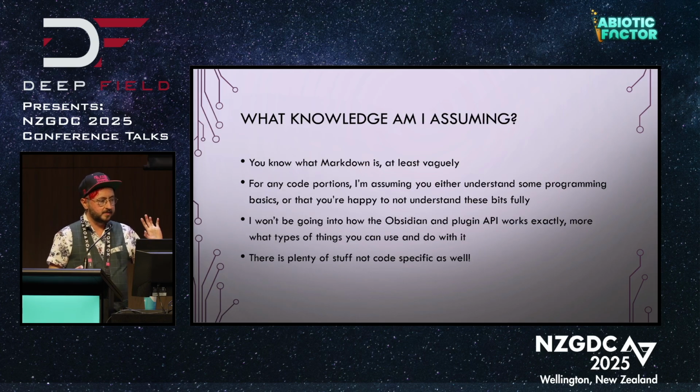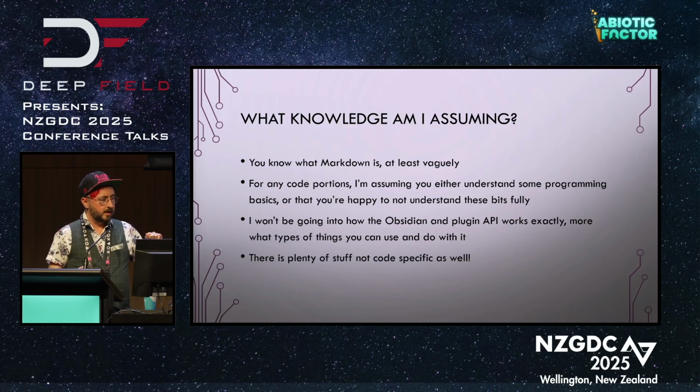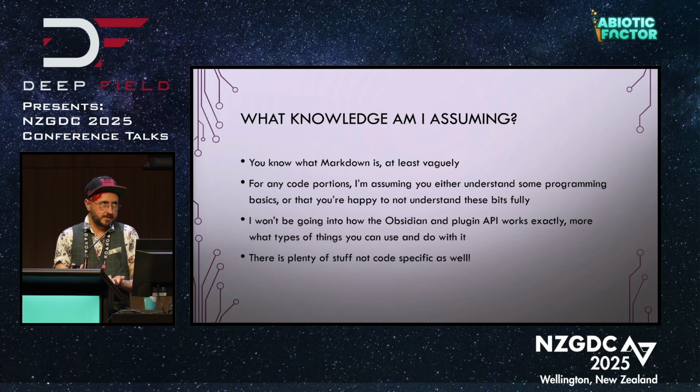So I'm assuming some knowledge that you'll either already have or be prepared to go and get. So you know what markdown is, at least vaguely. There are code portions in here. The whole talk isn't about the code I wrote for some of my automations and systems I made. But I'm not going to go into how the code works, just what you can do with it, so that maybe you get an idea of what you could do with it. But yeah, there's plenty of stuff that's not code specific as well.